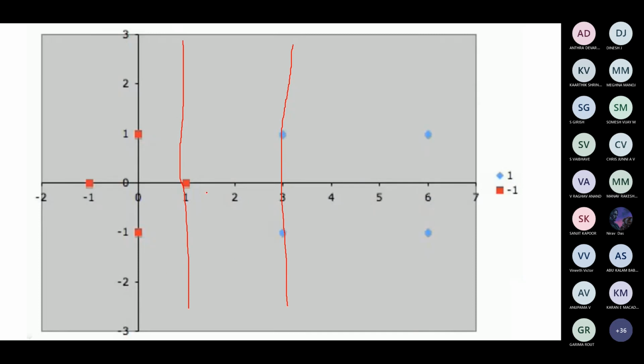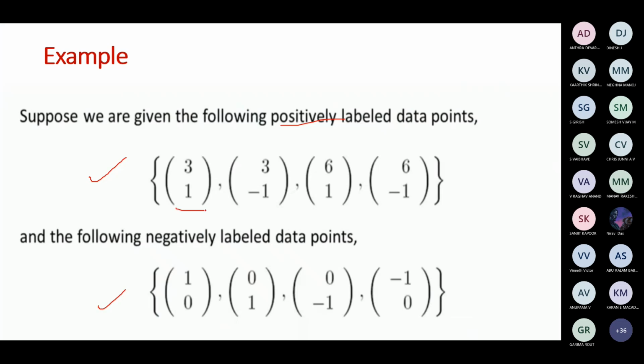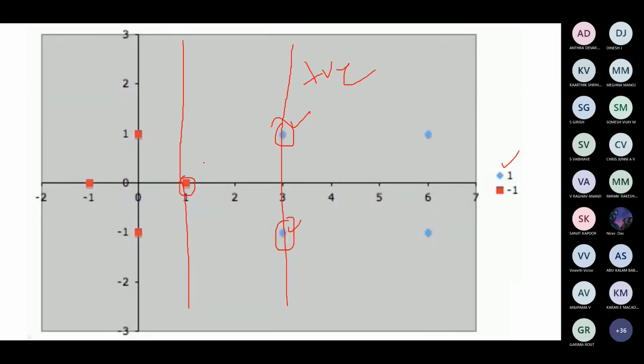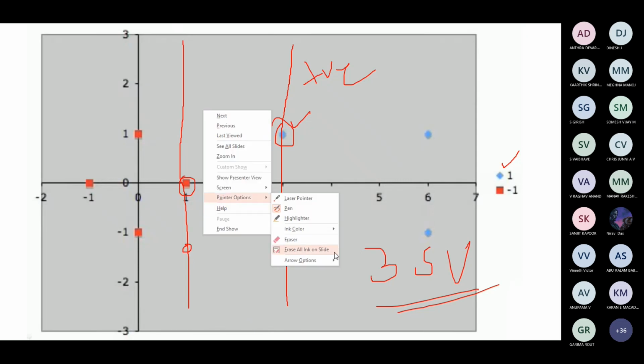Where can the hyperplane pass? It is (1, 0), (3, -1), and (3, 1). These two are my positively labeled, because it is given that they belong to the positive class, and this is my negative. So I have three total support vectors for this example. If there is another plane passing through this, then I will have four support vectors. But for this example, I have only three support vectors.